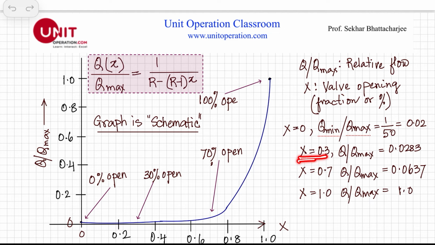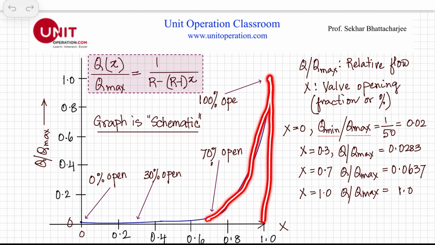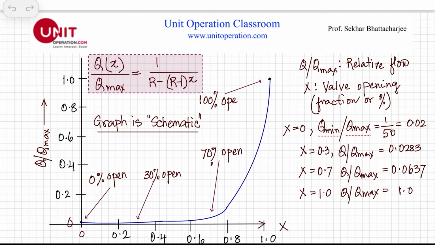When X is 0.3, it's 30% open. You see, that's again very small. When X is 0.7, it's pretty widely open, and it's still 0.0637. But after that, there's a hyperbolic increase, and it's right here when there's the maximum controllable flow that you'll see this is equal to 1. So the flow is maximum. You reach the maximum, Q max, right here.